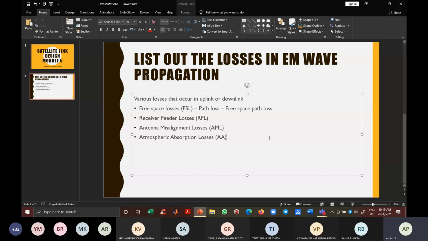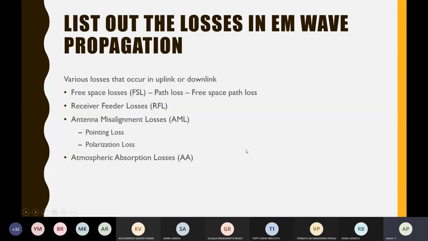Within this antenna misalignment loss, there are two types. One is the pointing loss, and the other one is polarization loss. Basically in this link design, as I told, we have to determine the signal to noise ratio which is available. In satellite communication they call it the carrier to noise ratio.